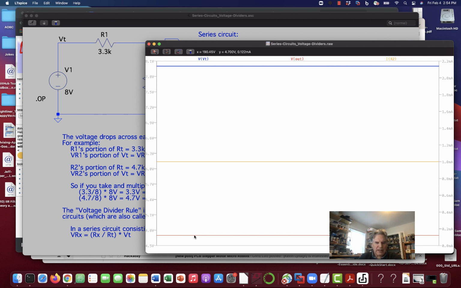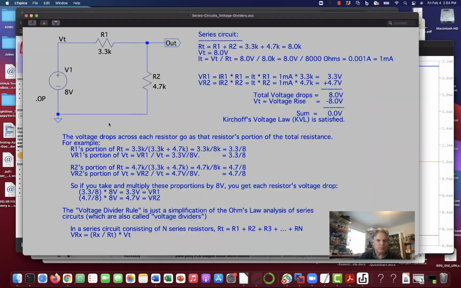Okay. And then we have the current plotted also. I have IR2 up here. You see right over here, IR2. And that value is very tough to land exactly on. But you can convince yourself that's 1 milliamp, and it comes over here to where the current scale says 1 milliamp. And so that agrees with our prediction.